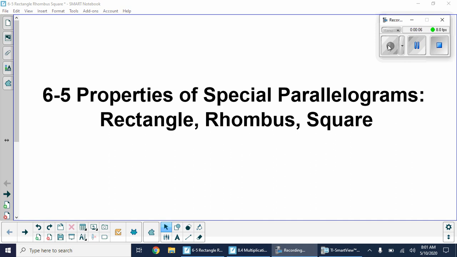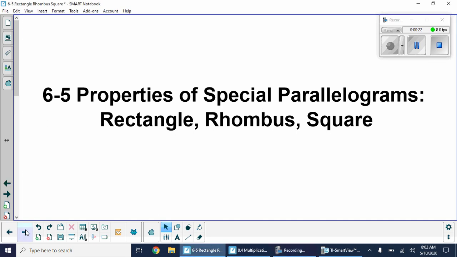We are going to talk about section 6.5 today, which talks about parallelograms a little bit deeper and gets more specific. So we're going to talk about rectangles, rhombus, or rhombi, I guess is the word, and squares. So let's get into it.